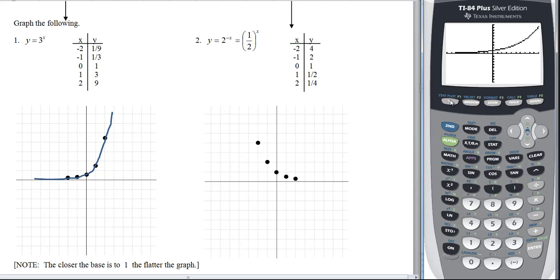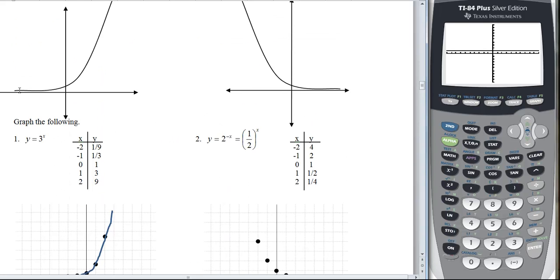Now I want to show you one more thing, why the base can't be 1. If I do 1 raised to the x, it does not take on this family characteristic of starting low and finishing high, or starting high and finishing low. So it's just not allowed. So that's it for this one.